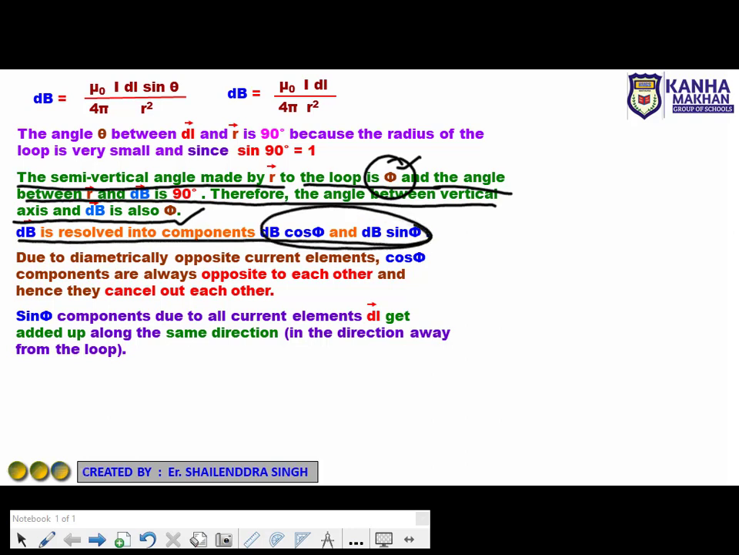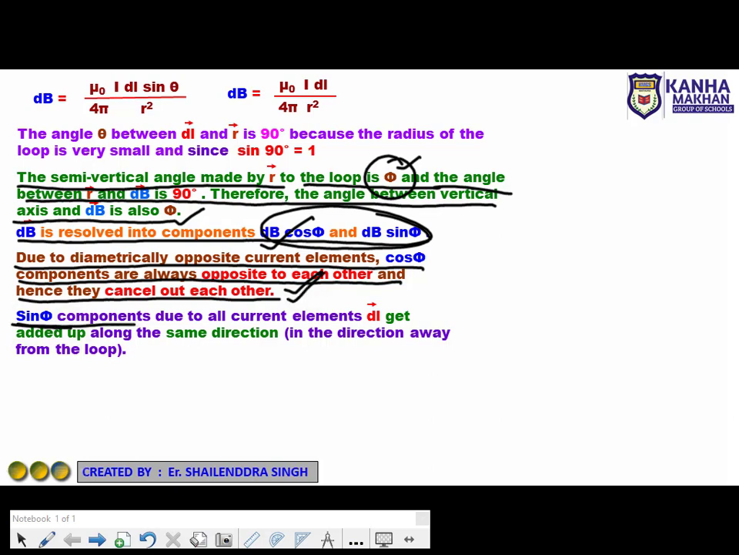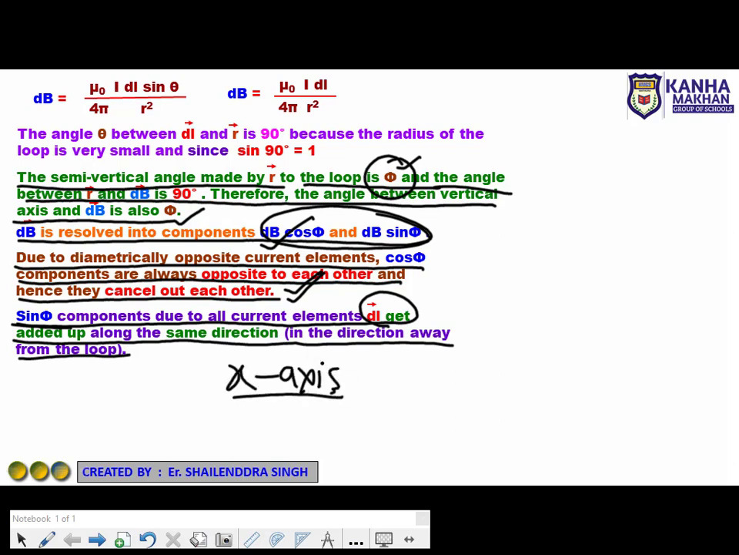Now, we resolved the magnetic field into two components, in which the cos component was cancelled out. Due to diametrically opposite current elements, the cos components are always opposite to each other, and hence they cancel each other out, as discussed earlier. And the sin phi component, due to all current element dl vectors, gets added up along the same direction, in the direction away from the loop, that is, along the positive x axis, moving away from the loop.